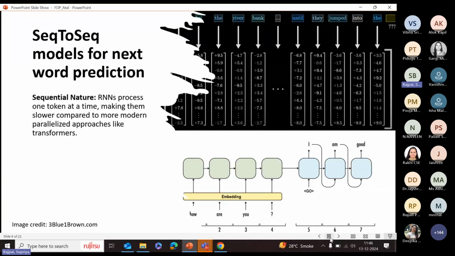Here it is, suppose, the river bank. Since the system doesn't understand English or any language, it only understands numbers. So this word is first converted into a vector of numbers. This is known as embedding. Once it is converted into the embedding space, the system will start processing and creating the hidden states and all those things.